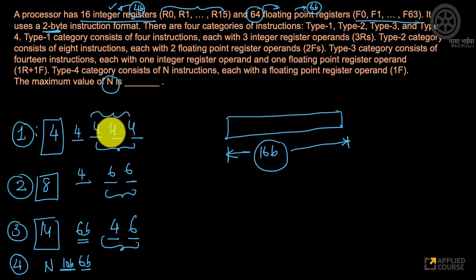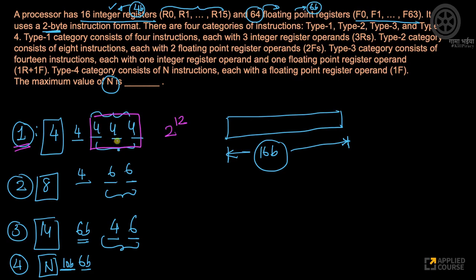Now let's solve this problem step by step. Let me also highlight this. So let's look at the number of instructions of type 1. Type 1 has 12 bits for addresses. Of the 16 bits, 12 bits are for addresses. So how many possible addresses can you have? 2 power 12 possibilities.